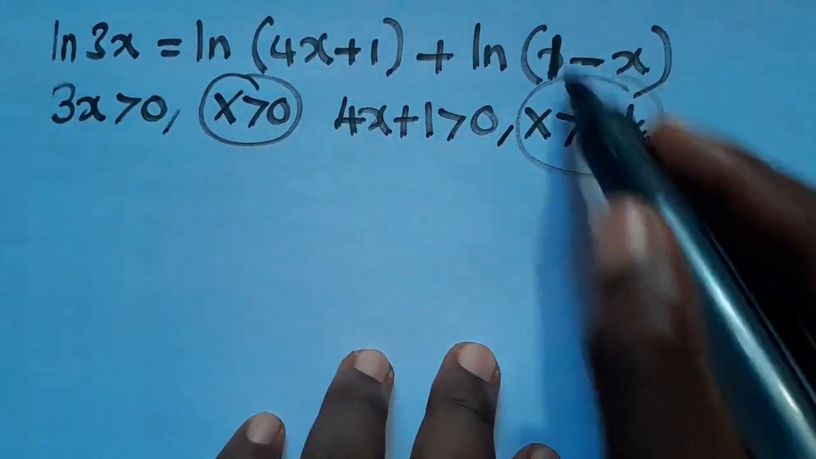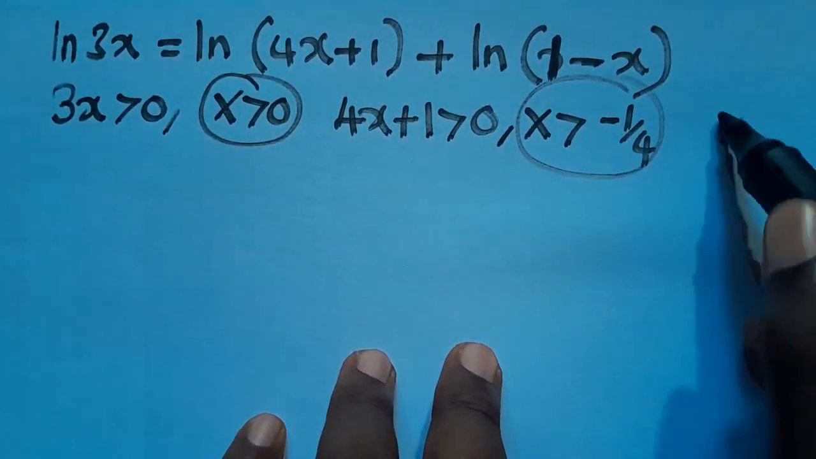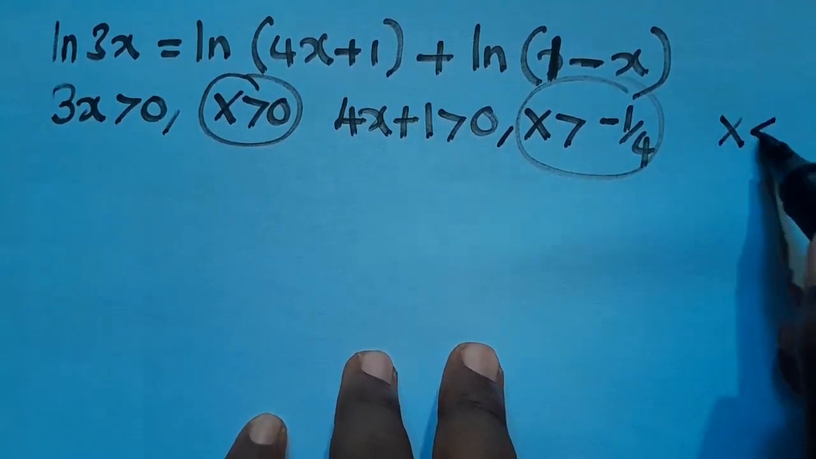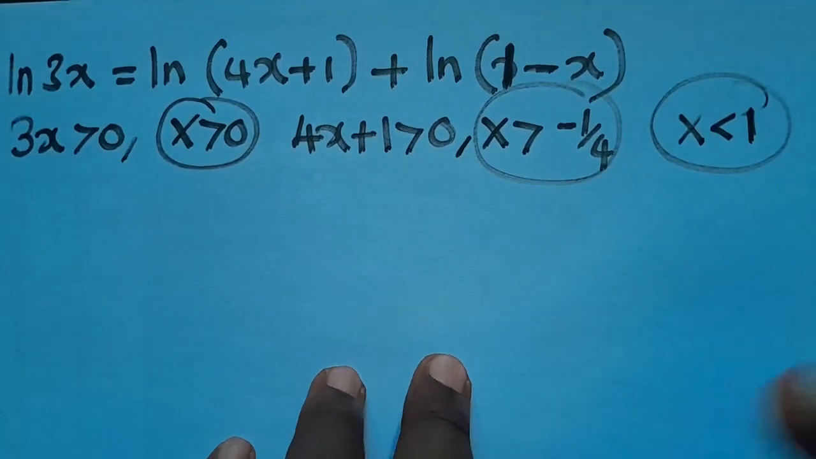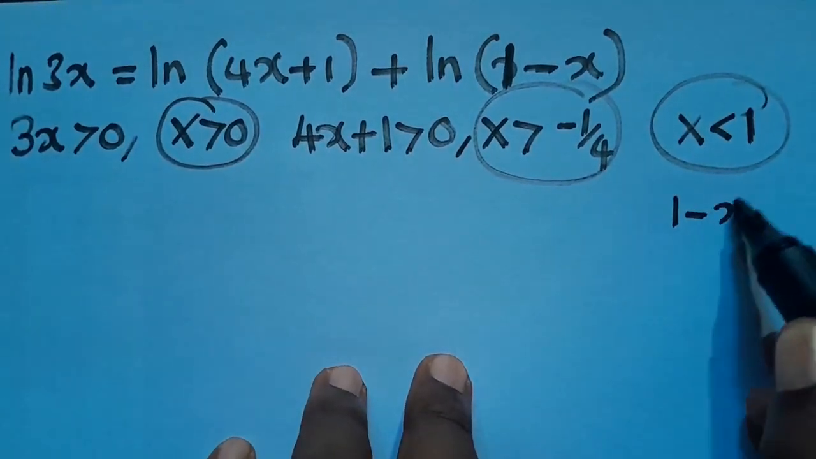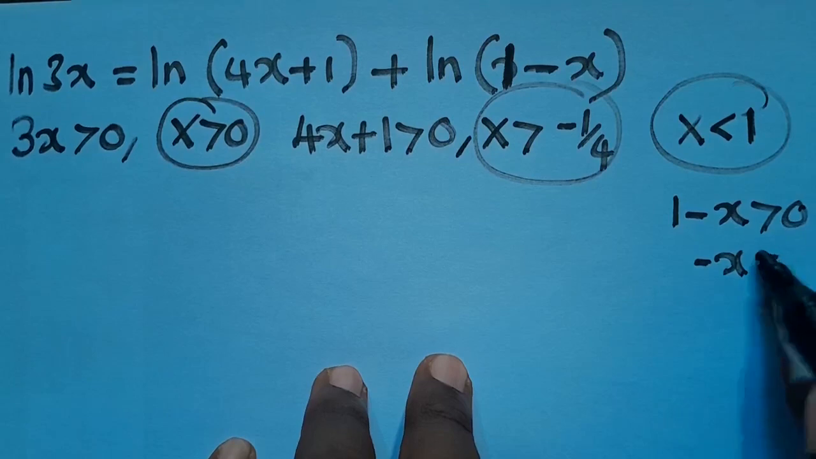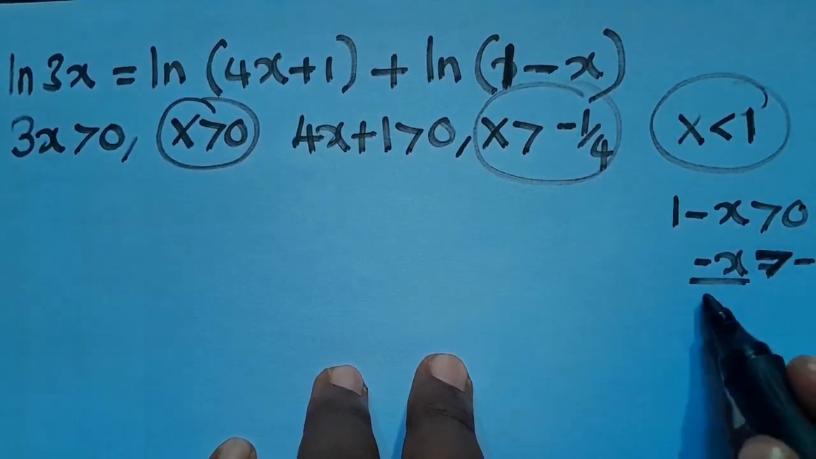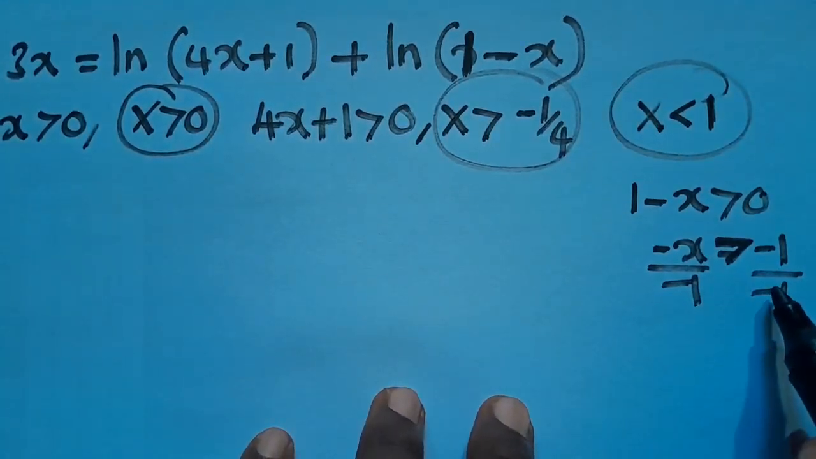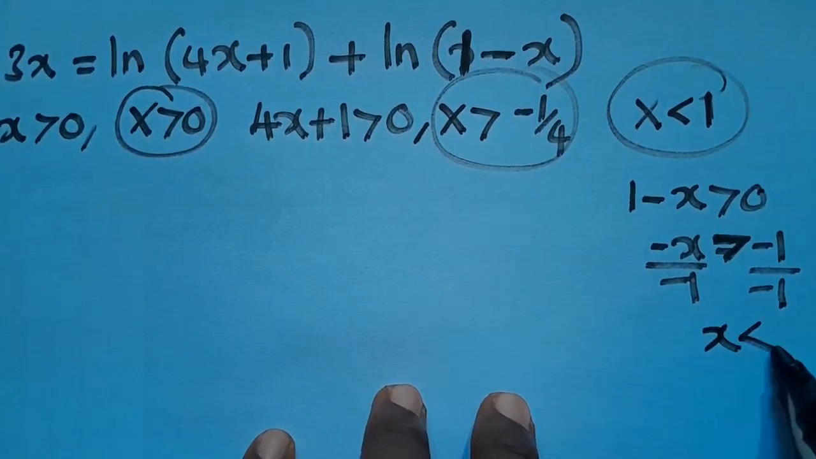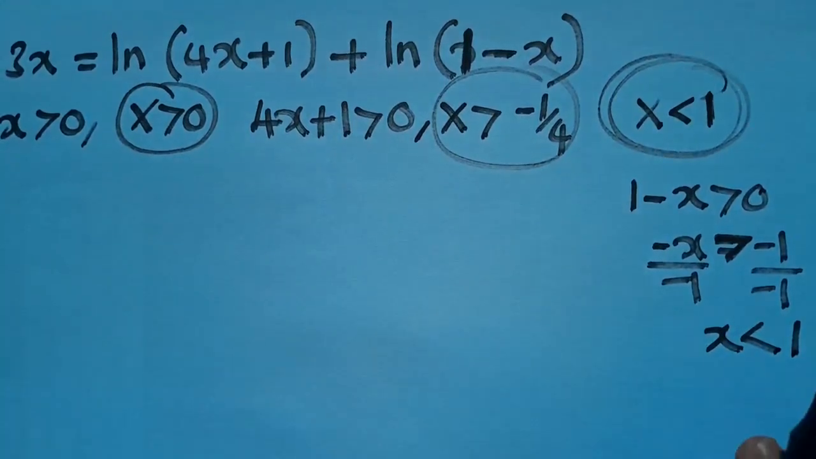Then you move to that one. So when you solve that, what will be your answer? You discover that x will be less than 1. I believe you know how to solve that. Maybe there is a person who doesn't know how to solve that. So that is 1 minus x greater than 0. So negative x is greater than negative 1. Since we are dividing by a negative, it means that the sign will change. So x will be now what? Less than 1.